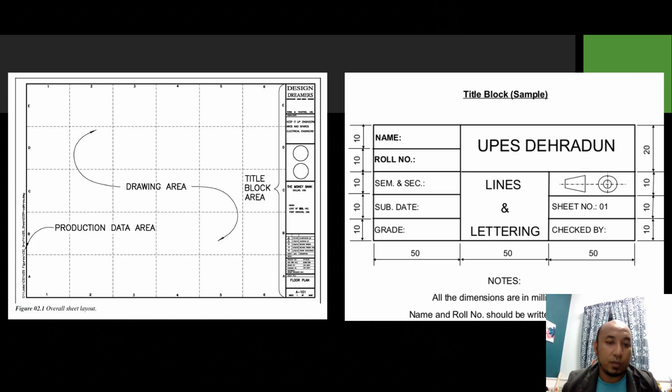Okay, this is the basic title block that you can choose for a template for a title block. Okay, this one has the design dreamers, who is the drawer, who is the architect, who is the person who approves your plan, the detail about the client, the title, scale, and so on.